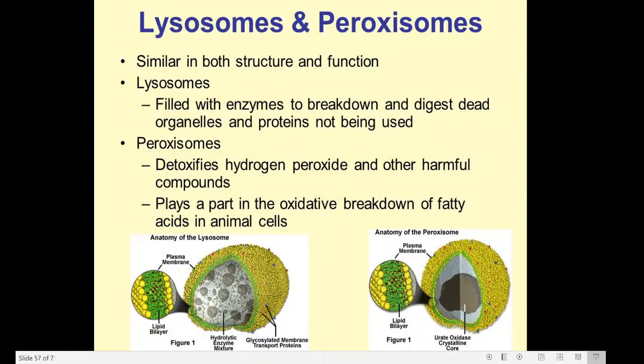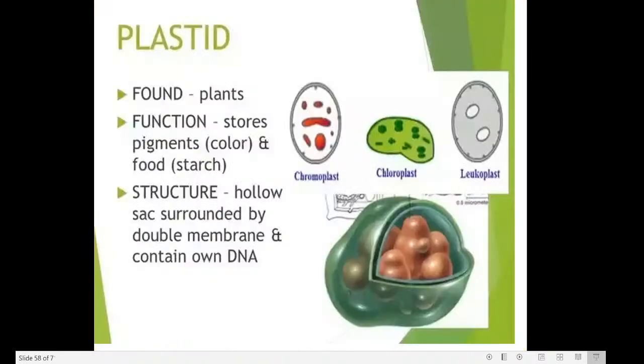The structures of the lysosome and peroxisome are a little bit similar, but the internal part of the lysosome has a hydrolytic enzyme mixture, while the internal structure of the peroxisome has the urate oxidase crystalline core.